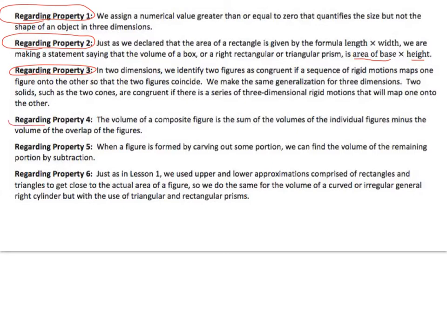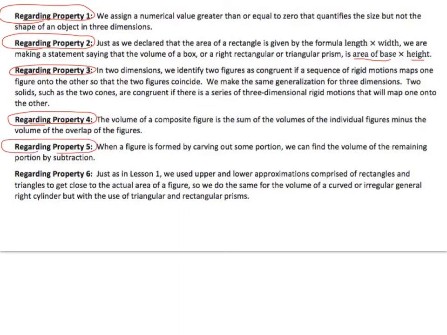Check. We know that. Regarding property 4, the volume of a composite figure, that means a figure that is a bunch of pieces put together, is the sum of the volumes of the individual figures. You can cut a larger figure into smaller figures that you can actually measure, minus the volume where they overlap. We did this with area a few lessons ago. The area of a composite figure was the sum of the areas minus where they overlap.